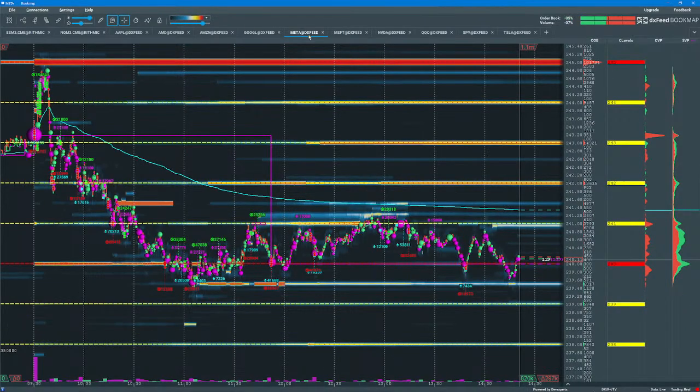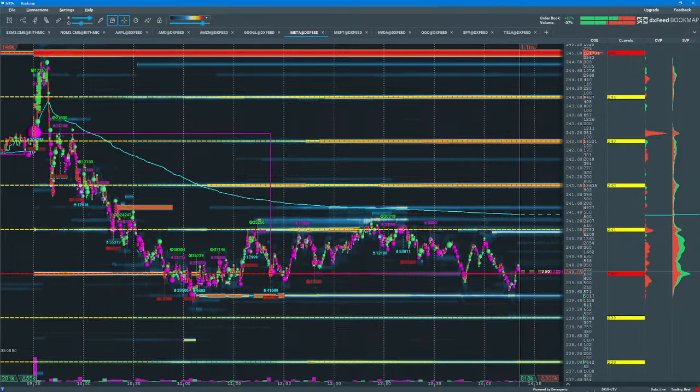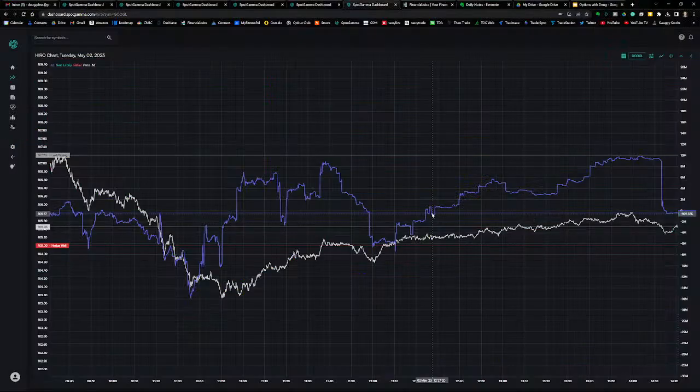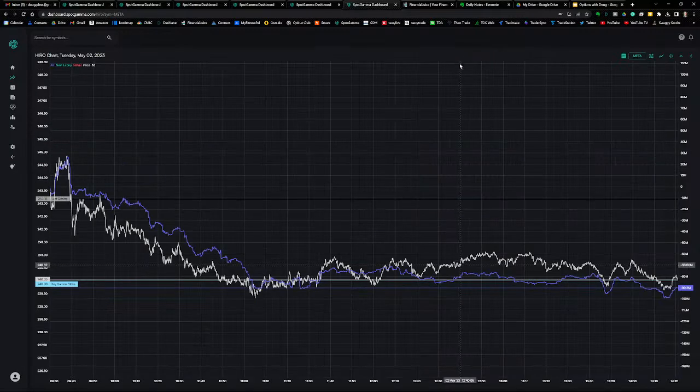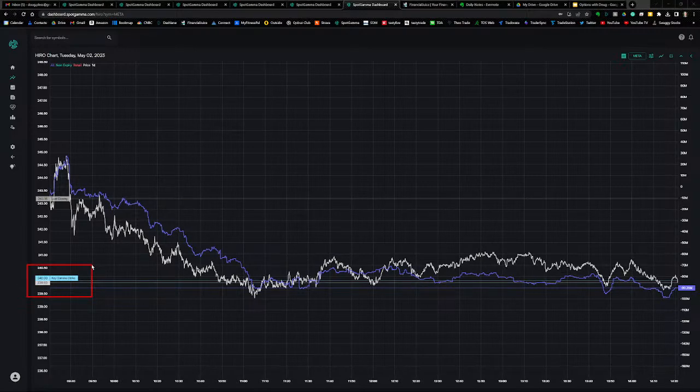Next is Meta. And Meta 240 is the key gamma strike, and that was the target for the move lower this morning. Let's go take a look at Hero for Meta. And there's the key gamma strike at 240. That was the target for the move lower, and a strong confirmation with Hero. Price moves lower as options traders take negative delta positions and market makers sell stock to hedge their delta exposure.